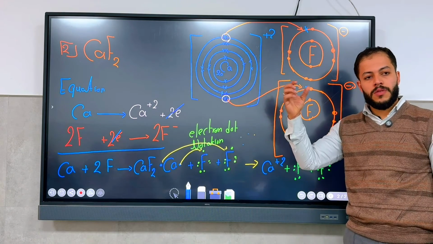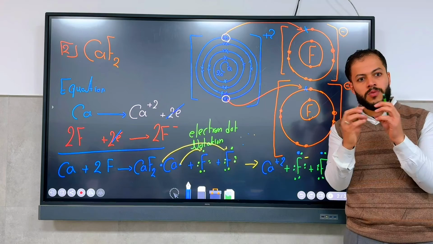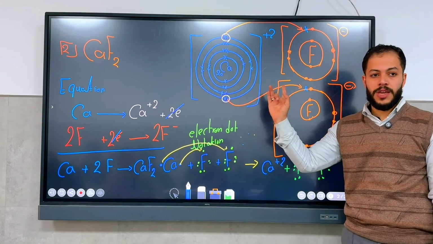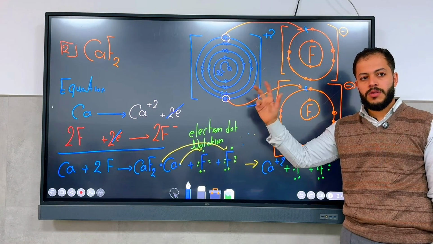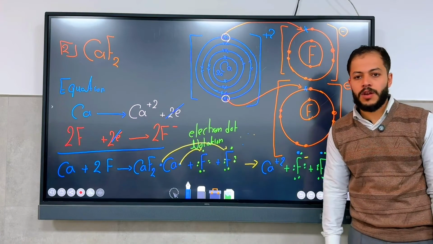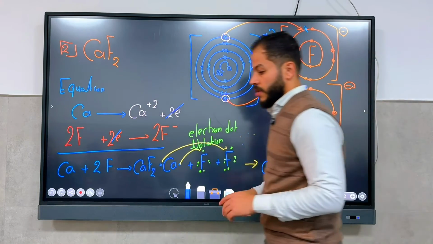It's like the magnetic force. When you have 2 magnets, what do they do when they attract each other? They stick together. This is the same thing, but the electrostatic force comes from opposite charges. So the opposite charges in the cation and anion attract each other to form the ionic compound. Do you understand how the ionic compound forms? We could represent it in several ways.